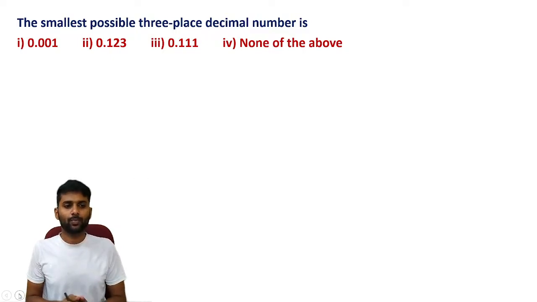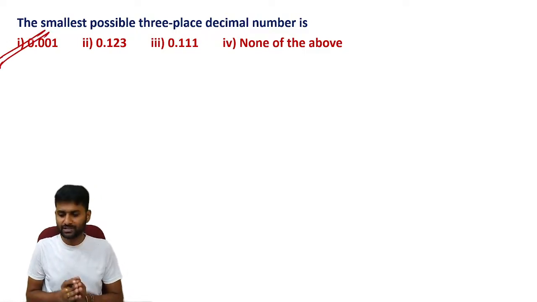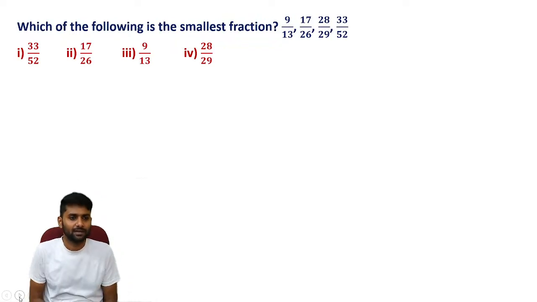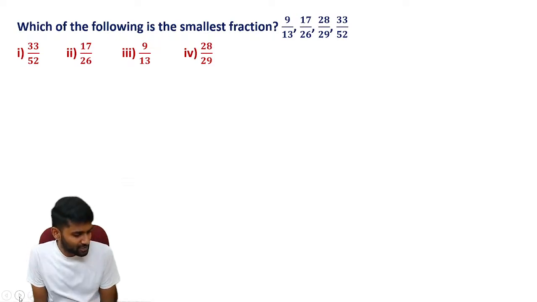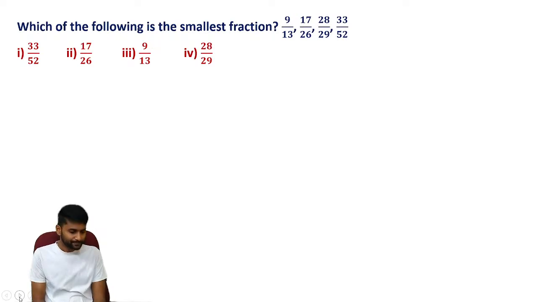See, the smallest possible three place decimal number. So, of course, 0.001 is the smallest possible three digit decimal value. Next, again, be faster in the calculation. Tell me which one is the smallest fraction among the four.